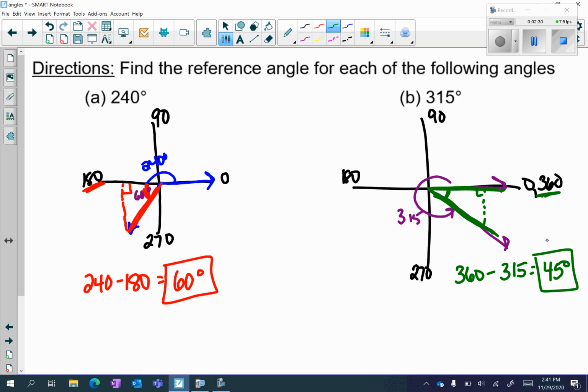If you were to reverse these by accident, you would have 315 minus 360. That would give you a negative number. And remember that a reference angle is always a positive number between 0 degrees and 90 degrees. So that's your check. If you get a negative number, something went wrong.